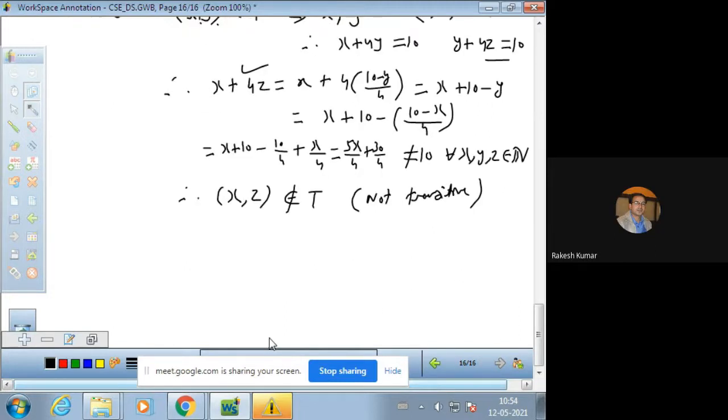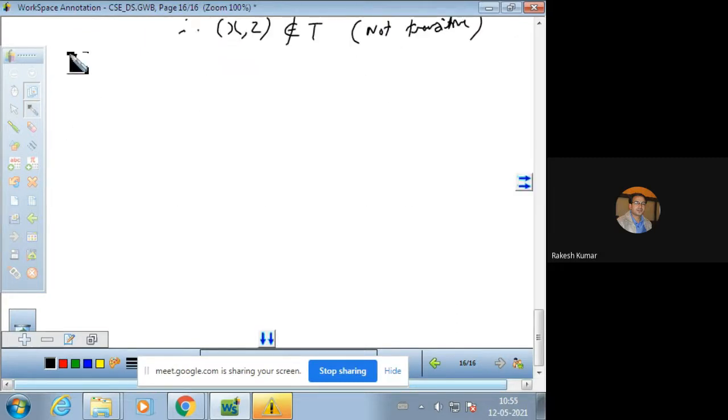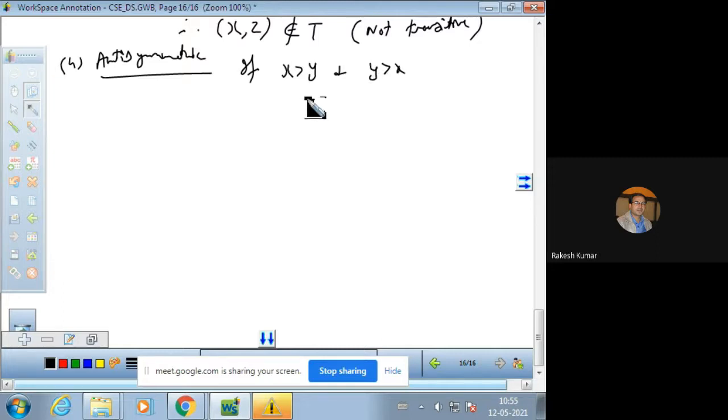Similarly, we can check the antisymmetric property also. This is the last property which we have to check. Antisymmetric. For the antisymmetric property, it is obvious in the case of R: if x is greater than y and y is greater than x, then x is also equal to y, for all x, y belonging to positive integers. Therefore R is antisymmetric. R is obviously an antisymmetric relation.